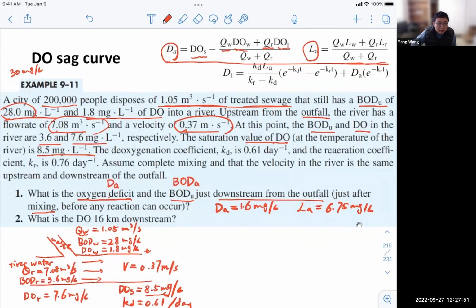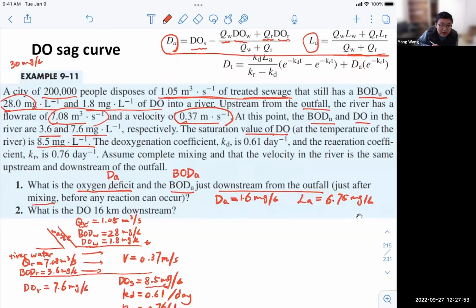So now if you look at problem 2, it's asking what is the DO. Professor, BOD and L, we're treating them as the same thing? Yes. Basically, the BOD is equivalent to the organics concentration that's consuming the oxygen, so we can treat them the same. That's a good question.